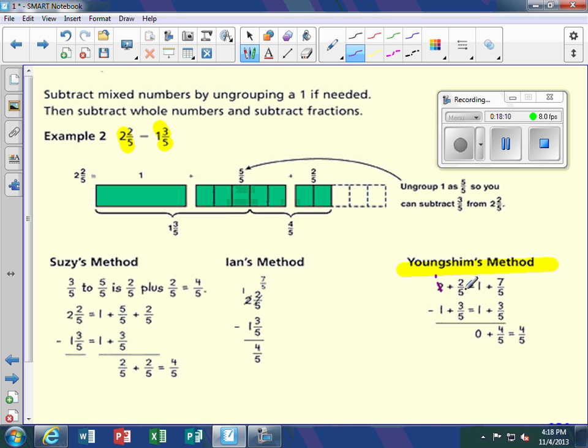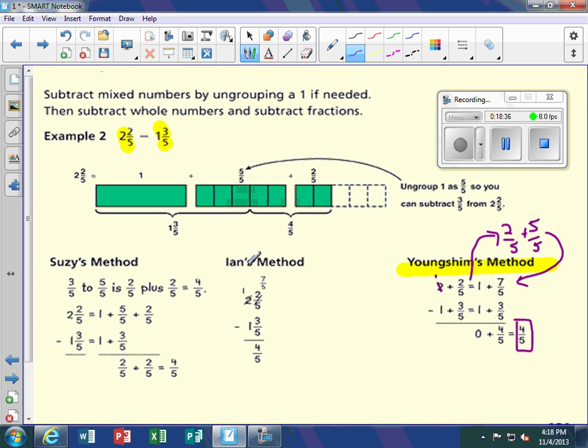What you are borrowing is 5 over 5. So you had 2/5, and you borrowed 5/5. So that's where they ended up with 7/5. And now you can subtract. 7 minus 3 is 4/5. Remember, you borrow from the 2, so you really only have 1 now. And 1 minus 1 is 0. And your final answer is just plain 4/5.